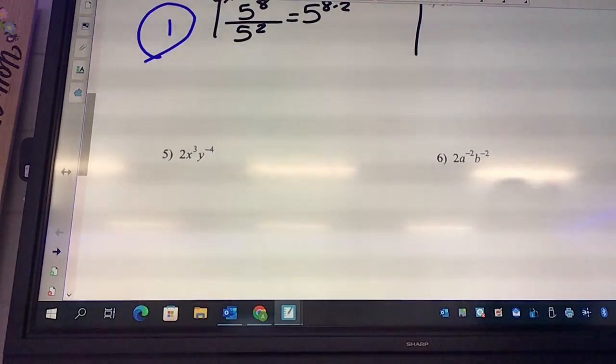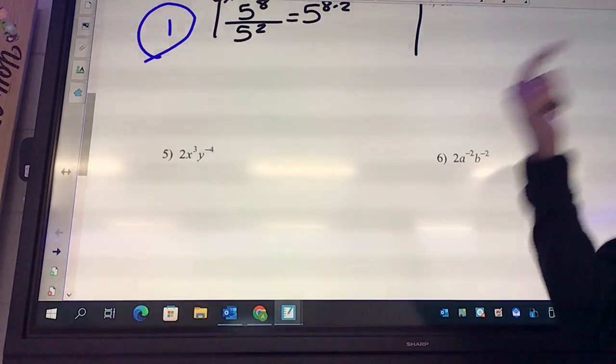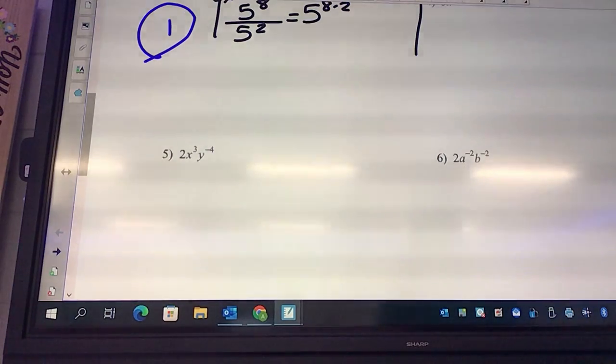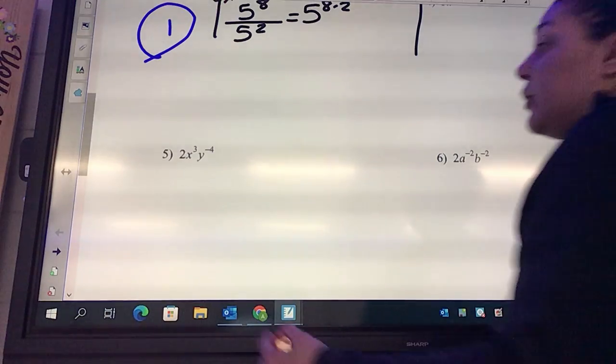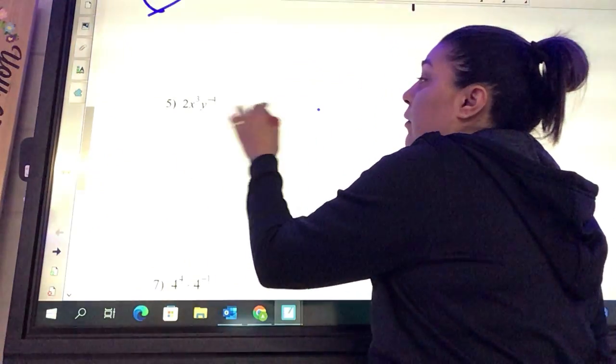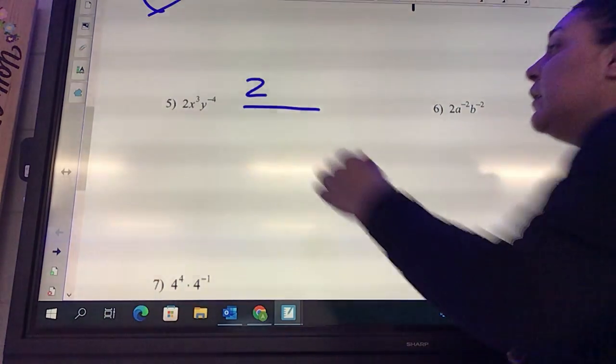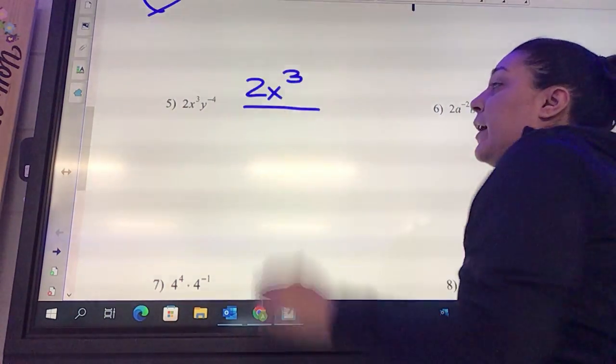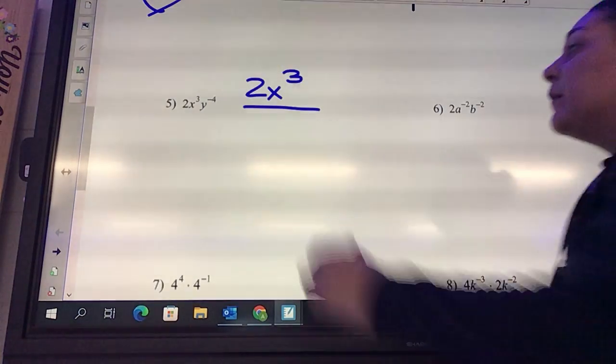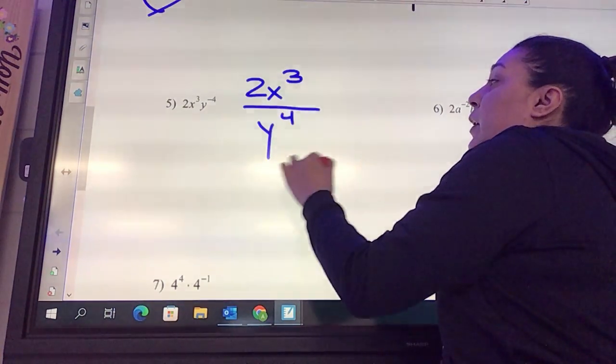Okay, 5. There's no division, there's no multiplication, there's no power rule, okay, because there's no parentheses, dots, or division bar. So essentially we need to rearrange. Where does the 2 go? Top. X to the 3rd, top. Y to the negative 4, bottom. And you need to make it a positive.